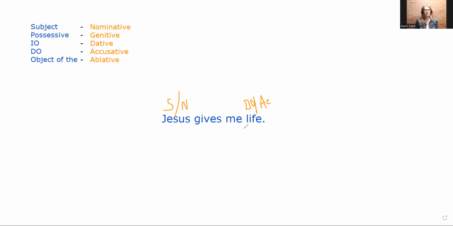And then me would be our dative, so that would be our indirect object, and he would put a DT for dative. Like I said, now he's so comfortable with the Latin terms that he doesn't even use the words subject, indirect object, or direct object. He's using nominative, dative, and accusative.